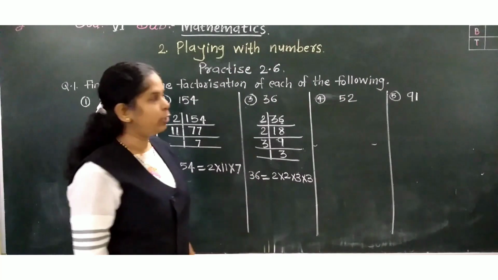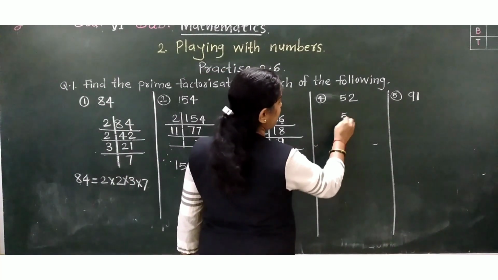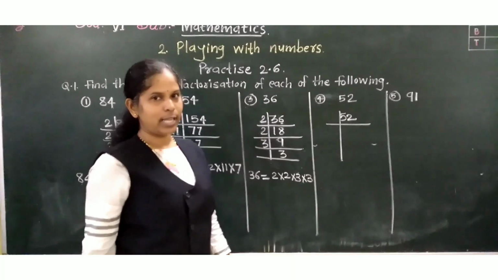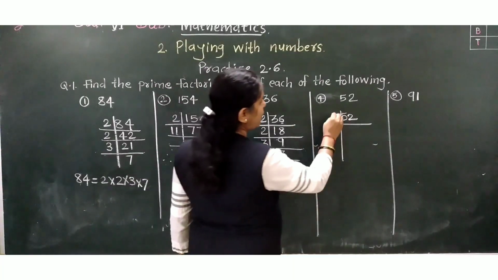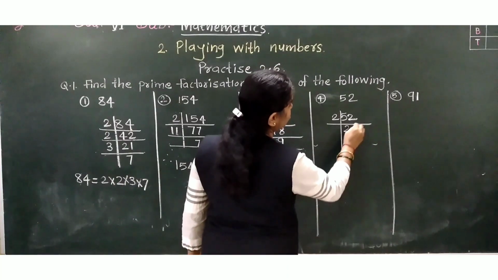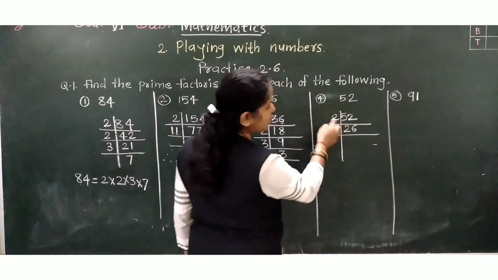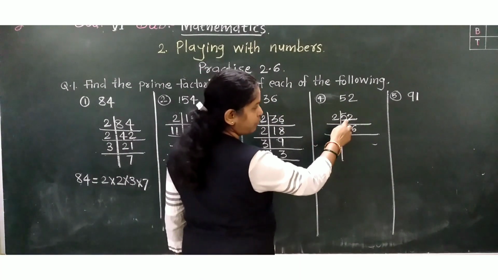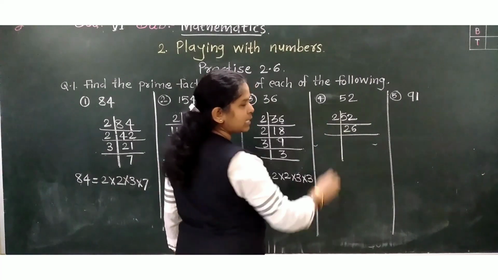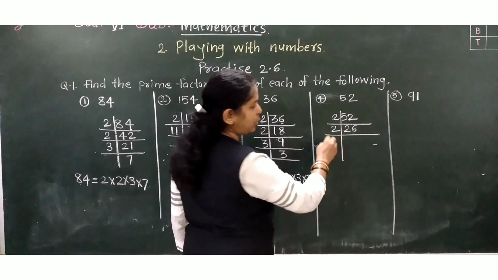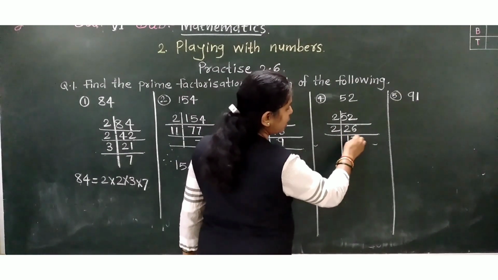Next is 52. As 2 is there again, so again I will divide it by 2. Got it? 2 twos are 4, 2 sixes are 12. See, 26 twos are 52. Correct? After dividing 52 by 2, I got 26 as a quotient. Again 6 is there, so again I will divide by 2. 2 ones are 2, 2 threes are 6.